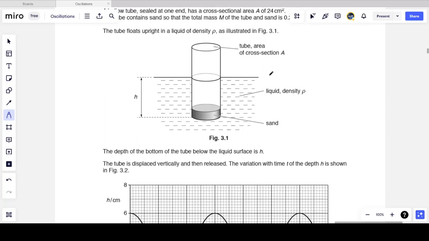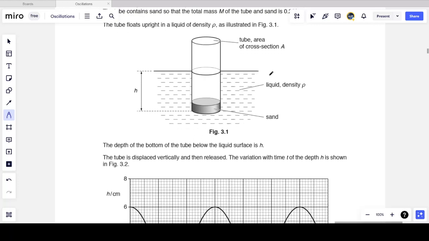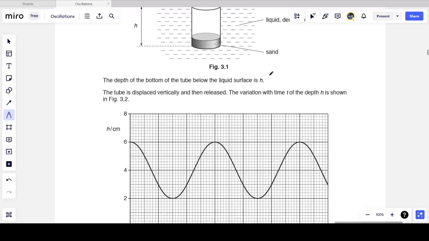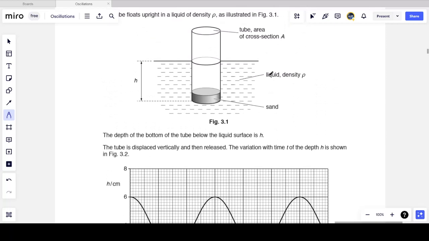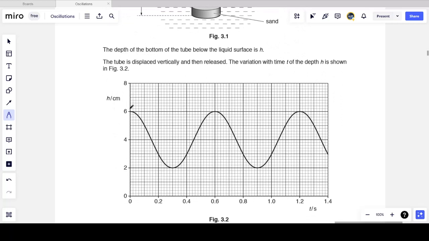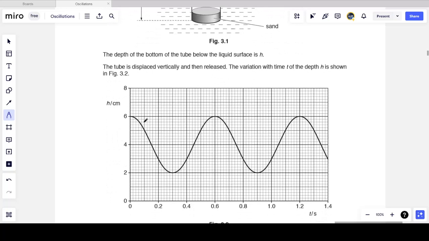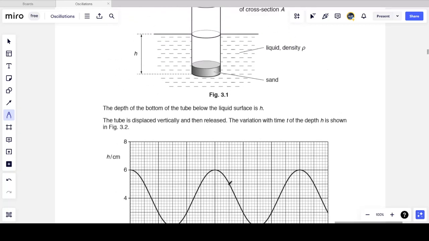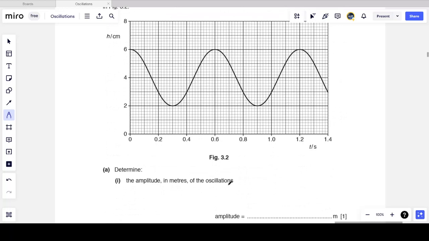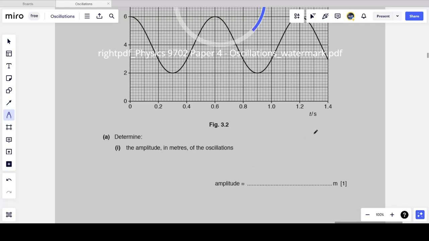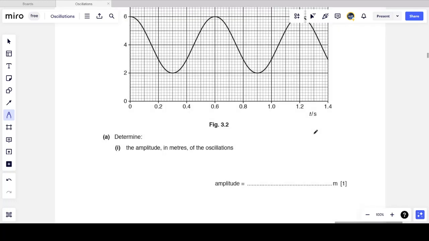The depth of the bottom of the tube below the liquid surface is h. The tube is displaced vertically and then released, and the variation with time t of the depth h is shown in the figure. So basically this tube is bobbing up and down in this liquid, and the variation in the distance below the surface is shown. h gets larger as the tube goes down and smaller as the tube gets closer to the surface. This motion is simple harmonic. Although it looks confusing, the idea is still the same. And we are asked to find the amplitude in meters of the oscillation.